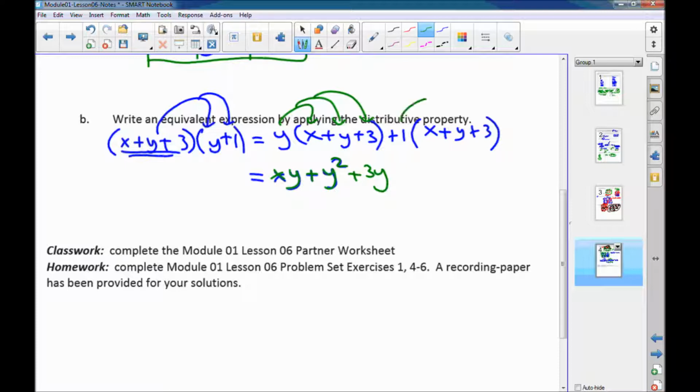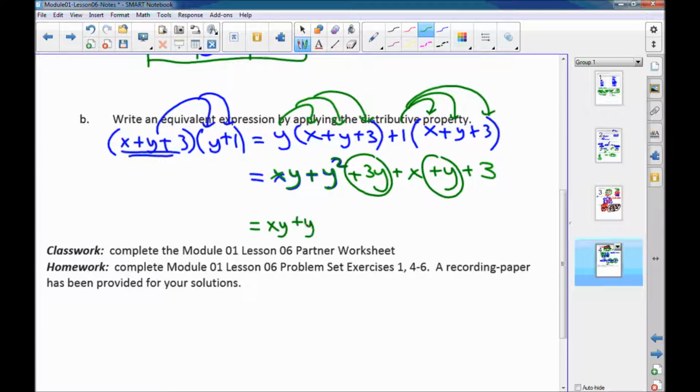And then we do the same thing here. 1 times x for 1x, 1 times y for 1y, and 1 times 3 for, well, 1 times 3, so just 3 there. And then we can combine these two like terms here, 3y and 1y. So this will become xy plus y squared plus 4y. Oh, we should put the x first, alphabetical order. X plus 4y plus 3. Okay. All right. So both answers are the same.